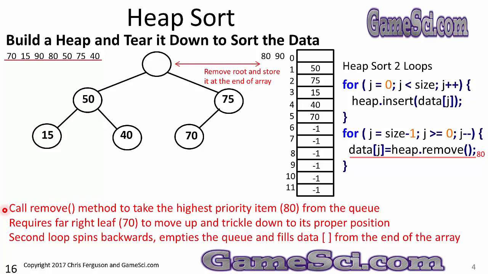Call remove method to take the highest priority item 80 from the queue. Requires the far right leaf 70 to move up and trickle down to its proper position. The second loop spins backwards. It empties the queue and fills the data array from the end of the array. We're spinning in this loop. We call remove a second time. It will remove 80 from the heap and send it back to the sorted array. Remove the root and store it at the end of the array.